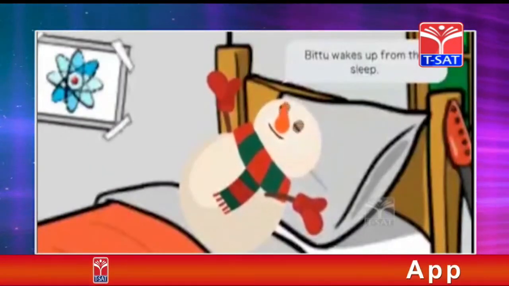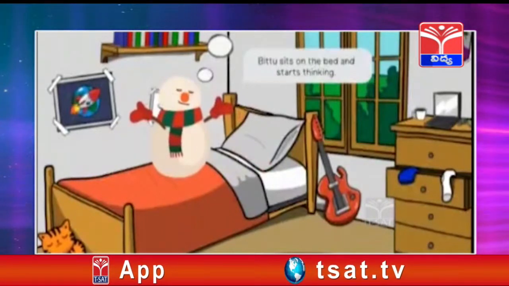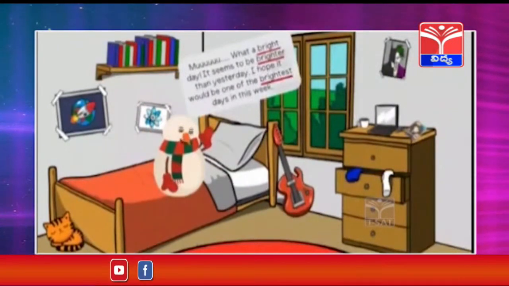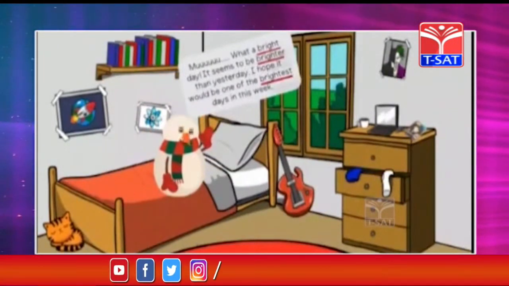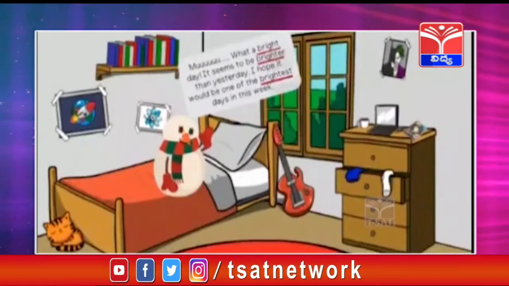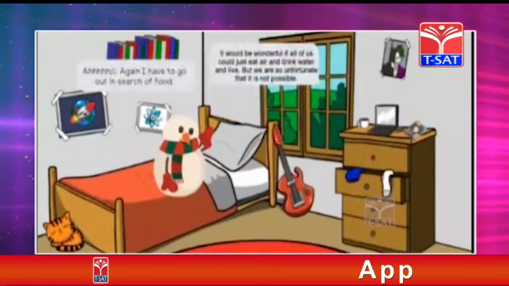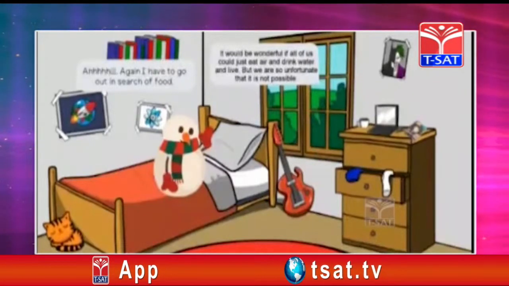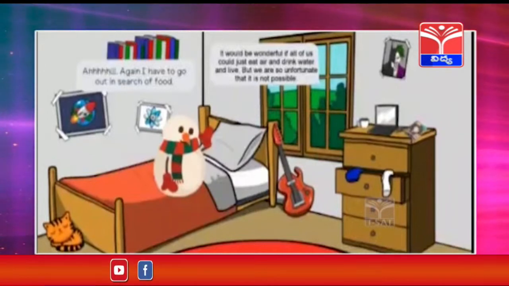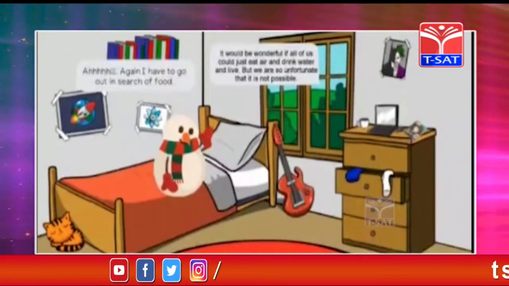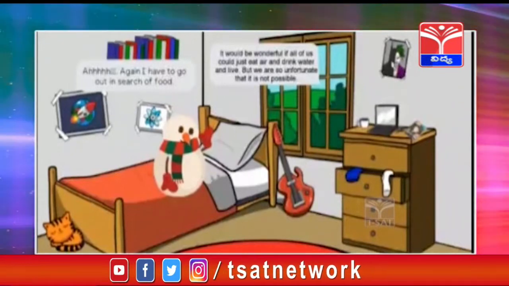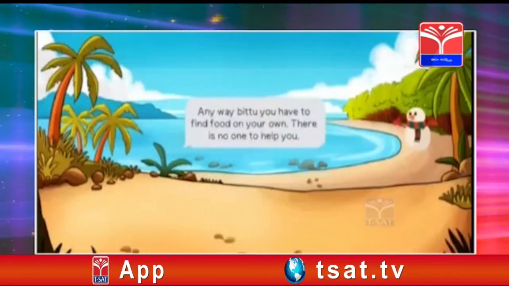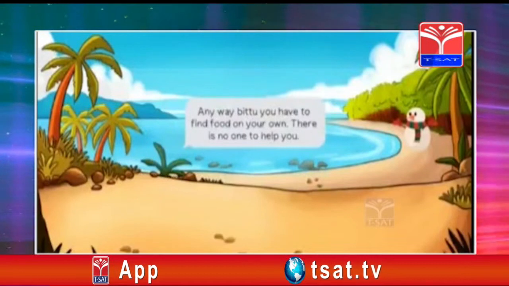Bittu wakes up from the sleep. Bittu sits on the bed and starts thinking. What a bright day. It seems to be brighter than yesterday. I hope it would be one of the brightest days in this week. Again I have to go out in search of food. It would be wonderful if all of us could just eat air and drink water and live. But we are so unfortunate that it is not possible. Anyway, Bittu, you have to find food on your own. There is no one to help you.